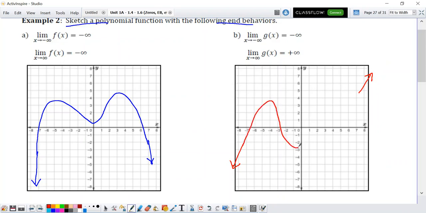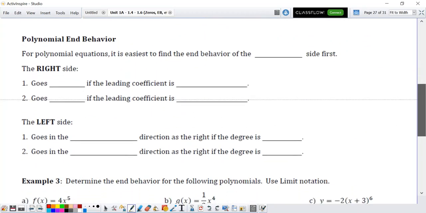Well, I'm going to go up and then I'm going to go down and then I'm going to go up and then I can go this way. Anything, whatever you want, as long as it's a function. It should pass the vertical line test. It should be a function. Okay, so that was easy.